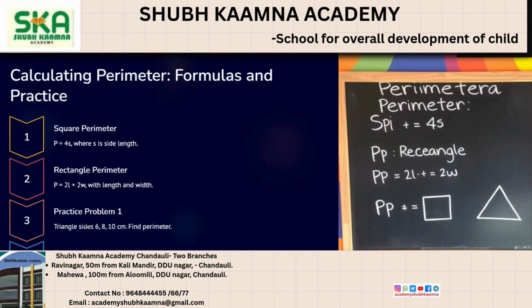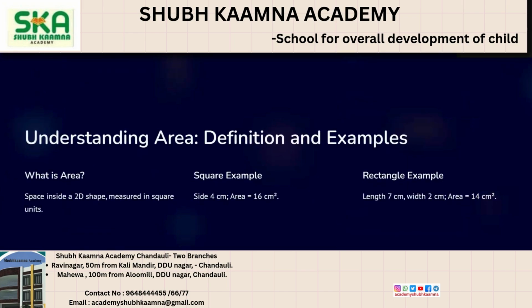Practice problem. A triangle with sides 6, 8, 10 centimeters, and you have to find the perimeter. So perimeter would be the sum of all the sides. Practice problem 2. A pentagon with side 4 inches each. Calculate the perimeter. Understanding area. Now area is the space inside a 2D shape measured in square units.